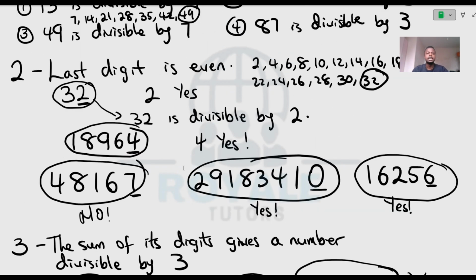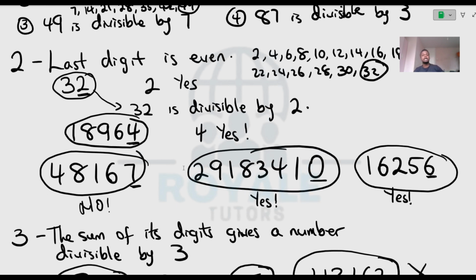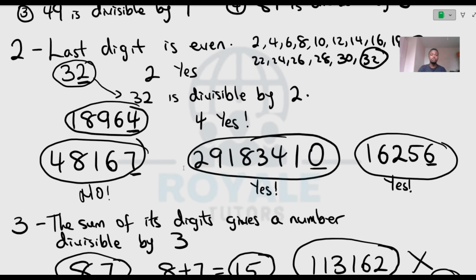So we said for you to know that a number is divisible by 2, you only have to check the last digit. If the last digit is divisible by 2, that means the number is divisible by 2. So we gave an example of 32. 32 has a last digit 2, which is a number that is divisible by 2. This means that 32 itself is divisible by 2. And then we gave other examples like 18964, as well as some exercises for us to practice.